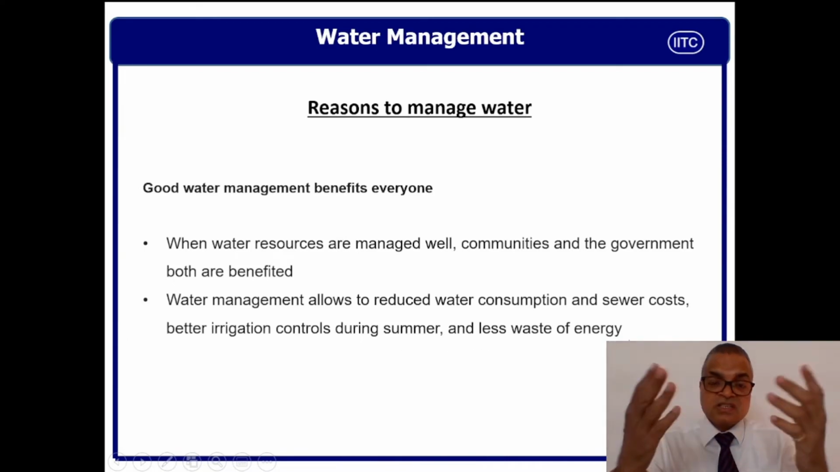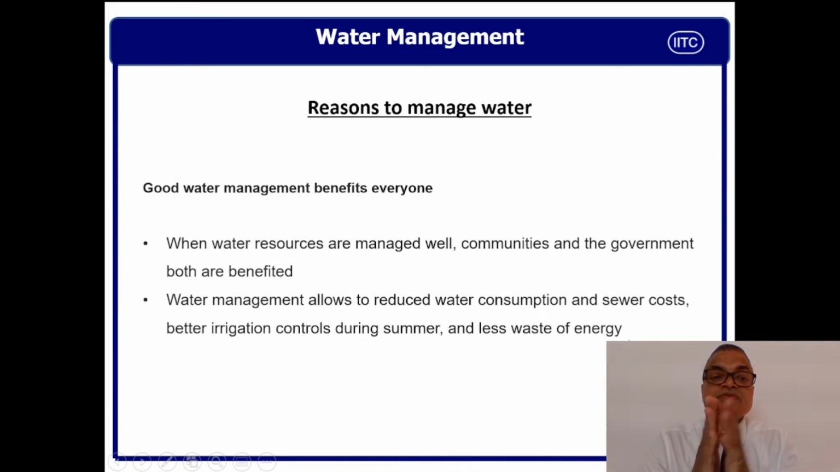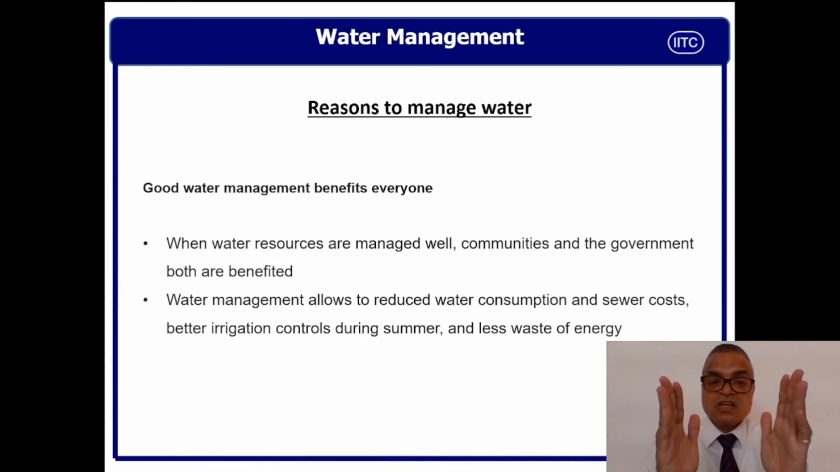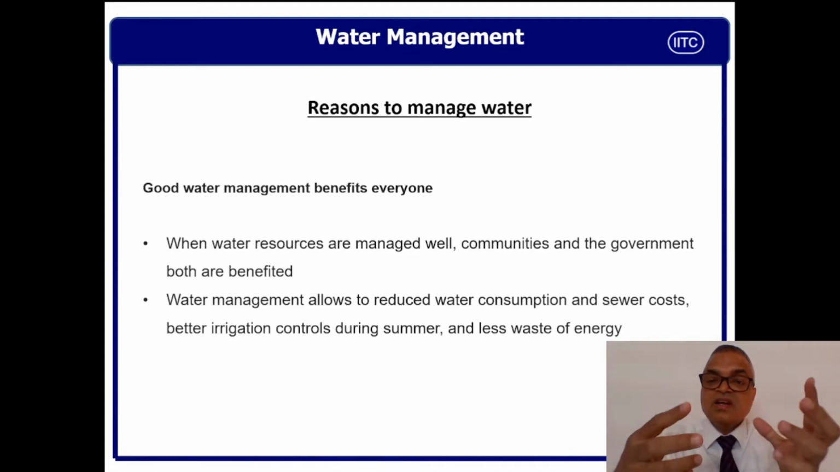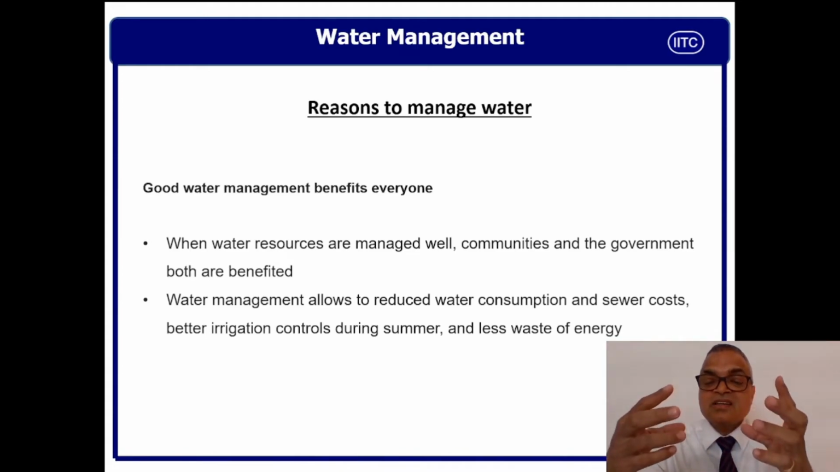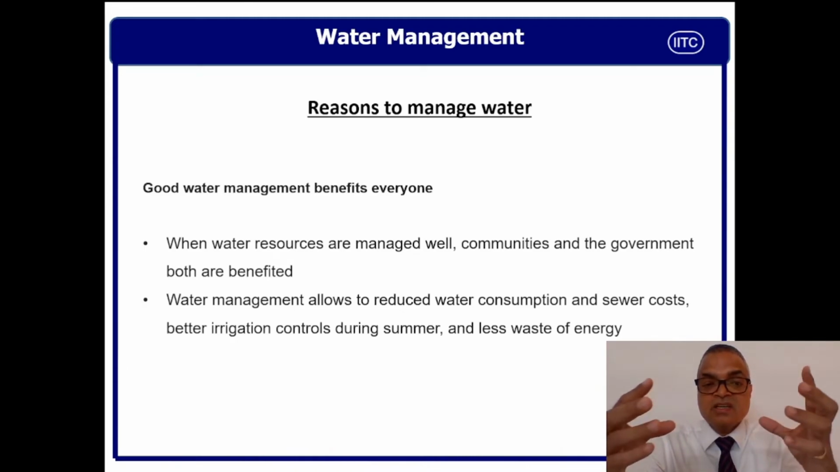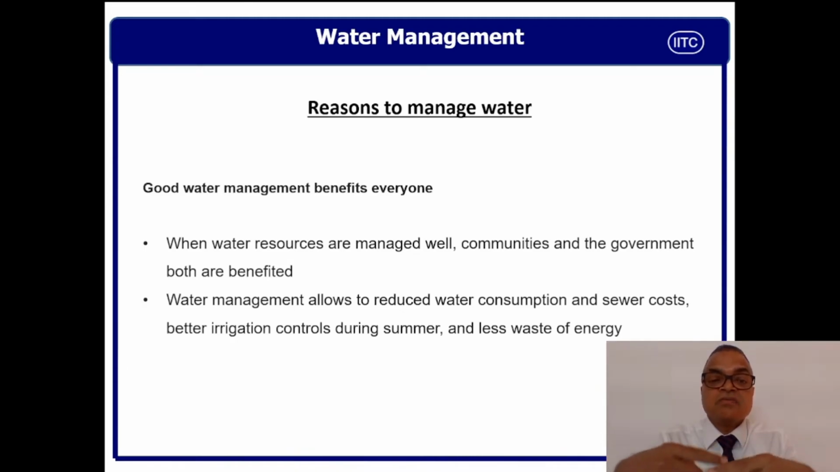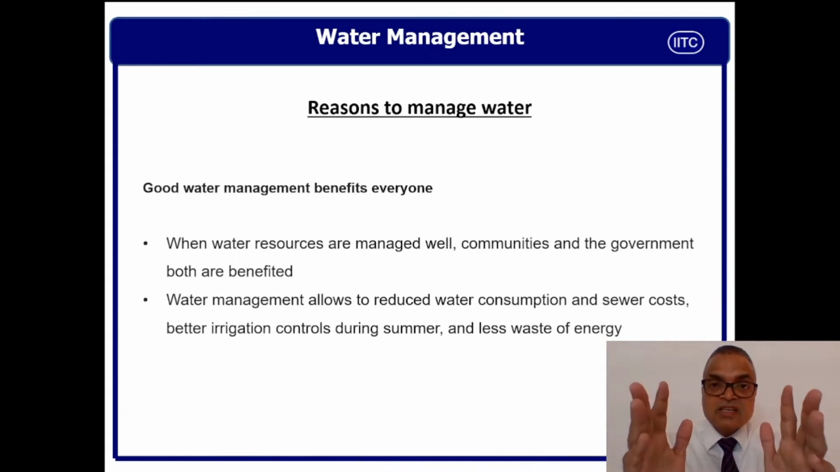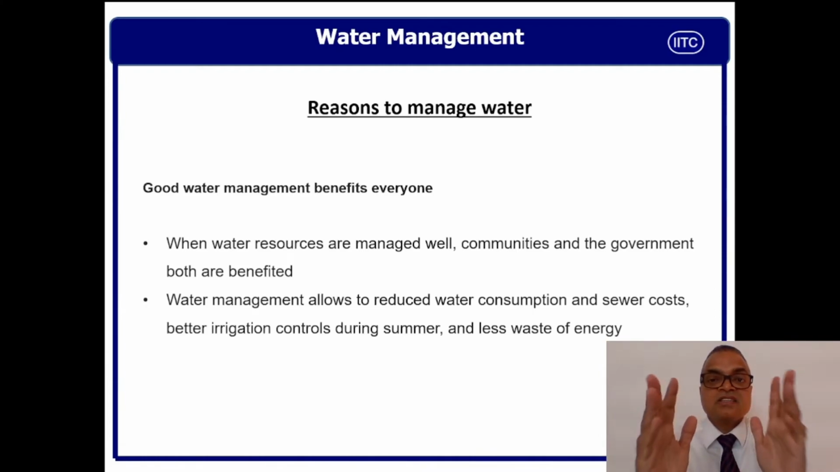We have discussed this point earlier: if you are managing the water sincerely, then there is less water consumption, which means less sewer treatment cost and better irrigation control during the summer. Overall this will save energy, and saving energy is power, because energy is power.